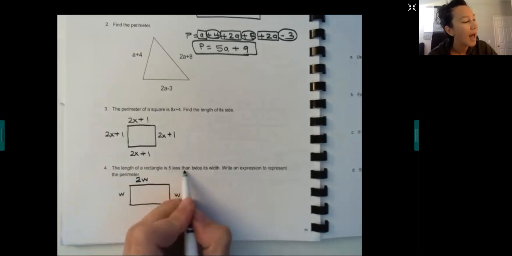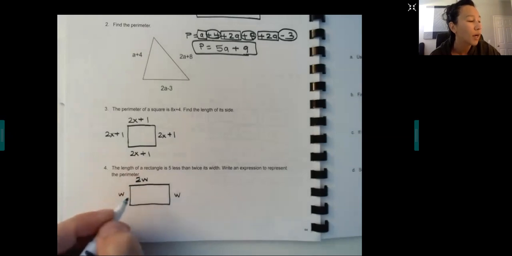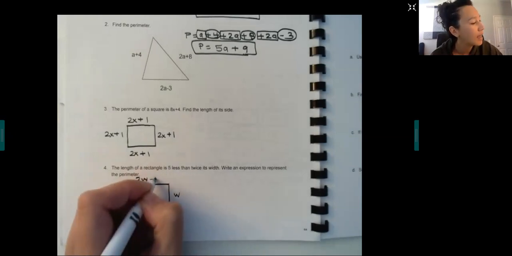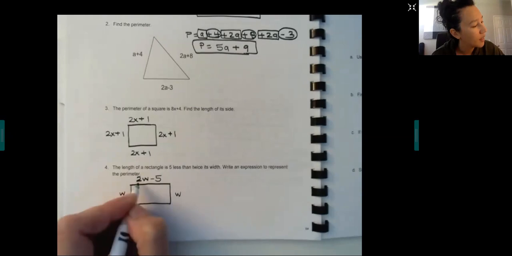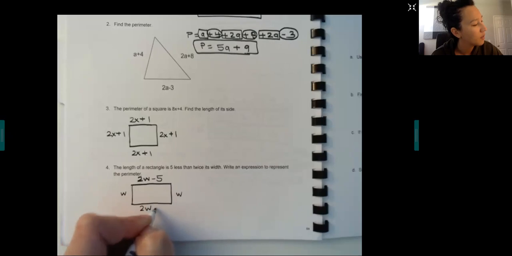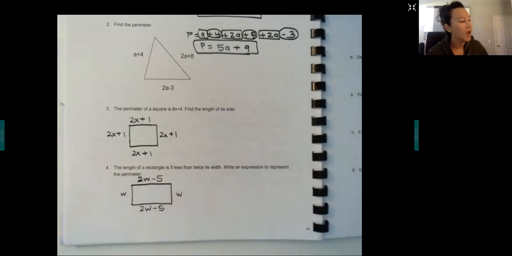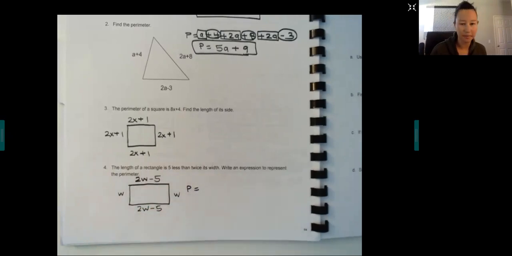And then 5 less, are we going to be adding 5 or taking away 5? Since it's 5 less, it would say more if we wanted to add. It's 5 less, so we're going to take away 5. So then we know our length is 2w minus 5, and our width is just w. Okay, go ahead and write your expression for the perimeter. And then send it to me in the chat so I can make sure that we're understanding.